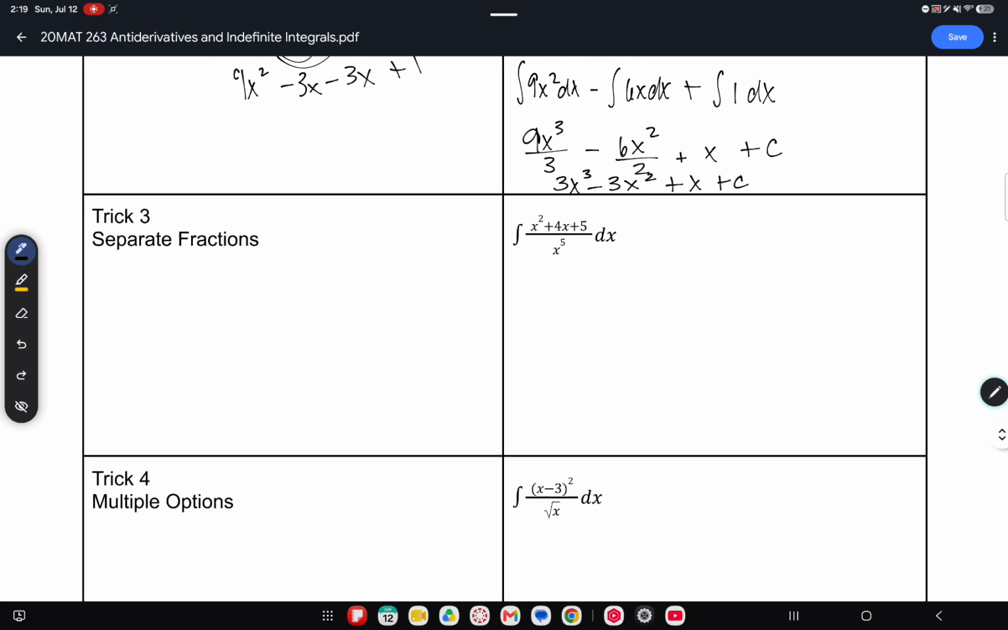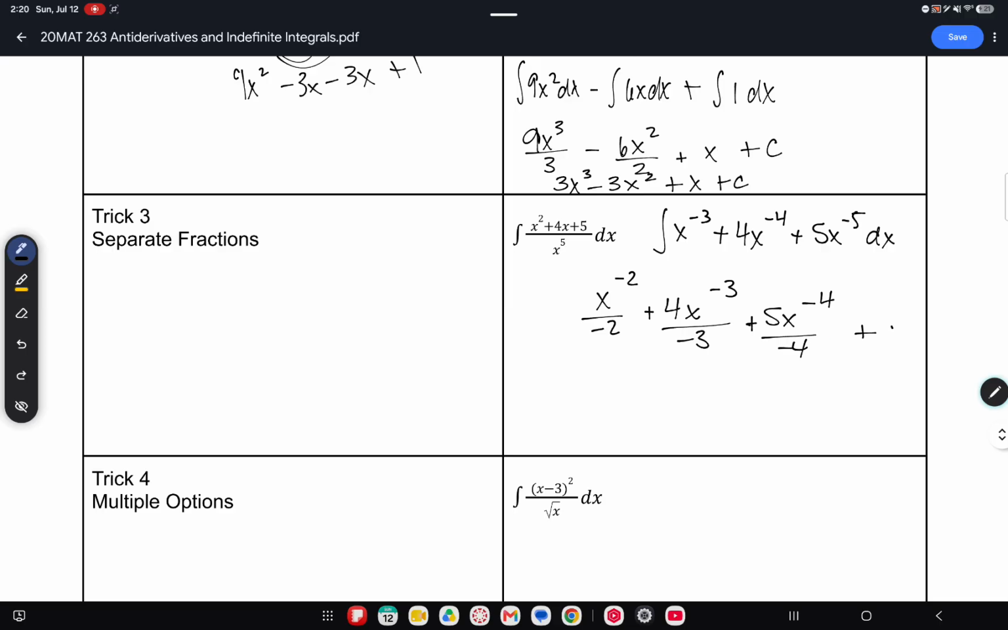All right, we also might want to separate out a fraction and simplify as we go. So x squared over x to the 5th is really x to the -3. And then we have 4x to the -4, and then 5x to the -5 dx. I can separate all of these out, or I can just do the integral. So let's add 1 to the power and divide by the new power. And then plus c.